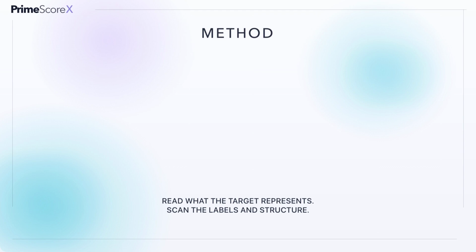Use a simple method instead of improvising. Step 1. Read what the target represents. Step 2. Scan the labels and structure. These first two moves slow the situation down just enough to create control, without turning the question or the study session into a long analysis exercise.